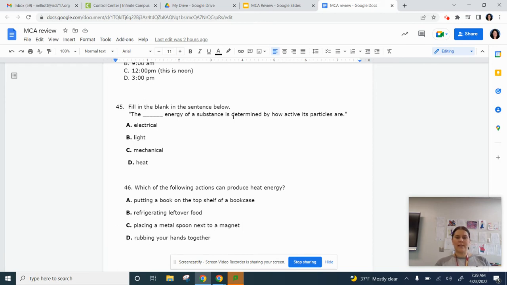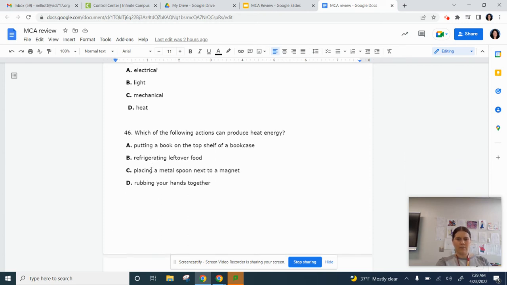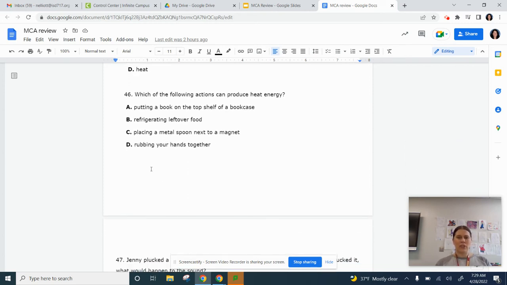Fill in the blank in this sentence. The blank energy of a substance is determined by how active its particles are. The electrical energy, the light energy, mechanical energy, heat energy. Which of the following actions can produce heat energy? Putting a book on the top shelf of a bookcase. Refrigerating leftover food. Placing a metal spoon next to a magnet. Rubbing your hands together.